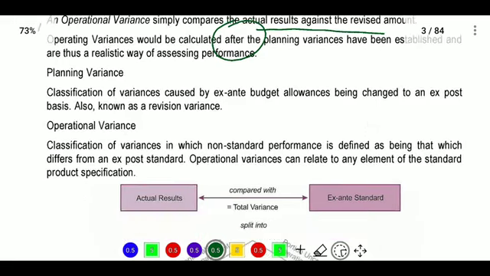Next, controllable. Here controllable variances are those variances which arise due to inefficiency of a cost center. If you have a cost center and there is inefficiency in that cost center, then those are controllable variances. Uncontrollable variances mean those due to factors beyond the control of management.